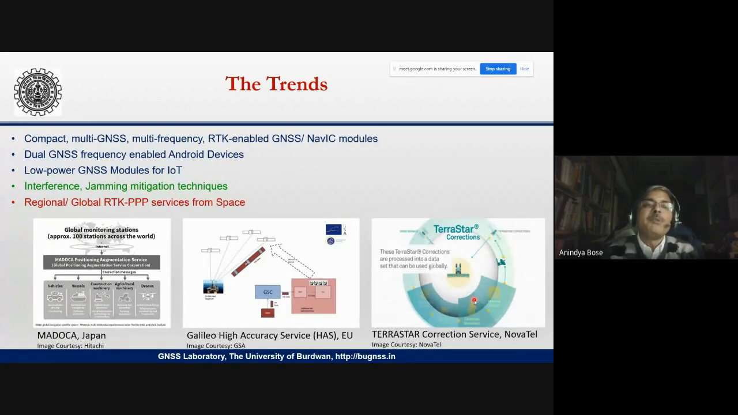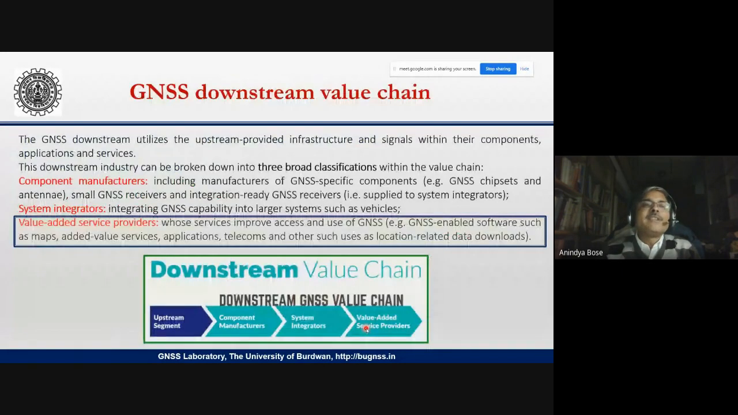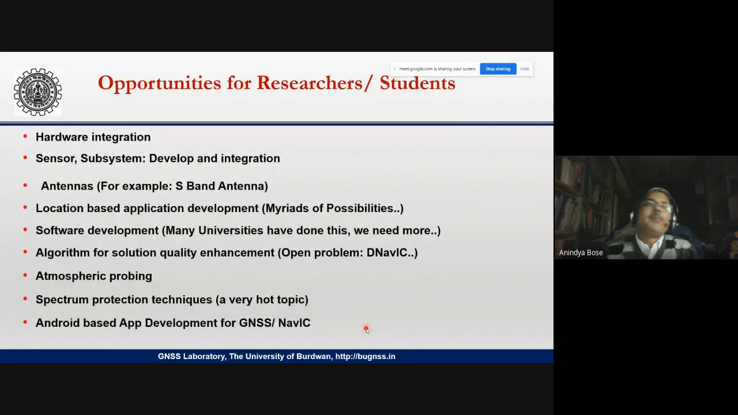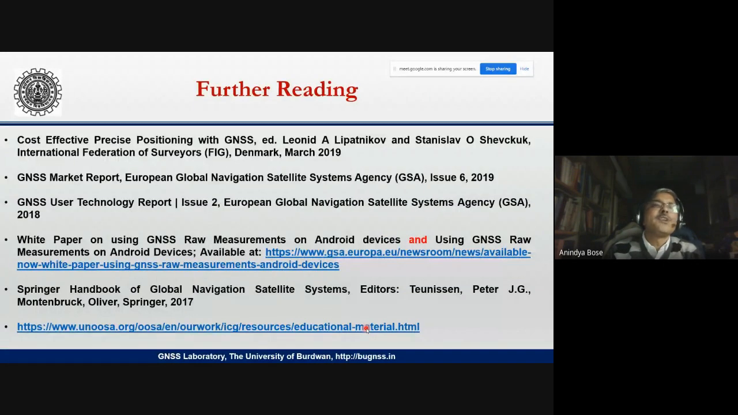Regional and global RTK PPP service from space. We will talk more about it during some of the sessions. And finally, what I told that the terrestrial connection from the satellite: instead of getting the terrestrial system either through radio or through internet, we are using satellites for data connection service at a very low cost. Okay, so these are basically the top market trends, the opportunities for researchers and students. I think we will discuss it. So I have shown it. The further reading: these are the final readings.